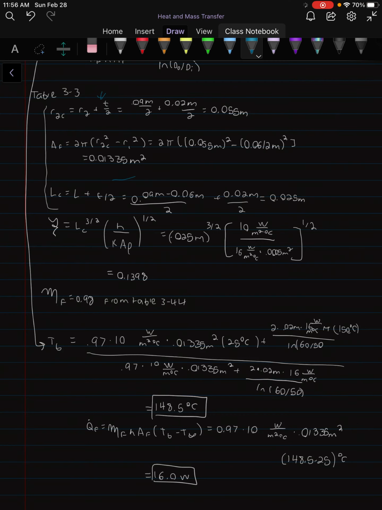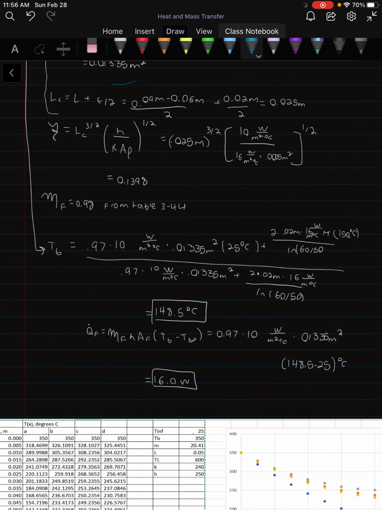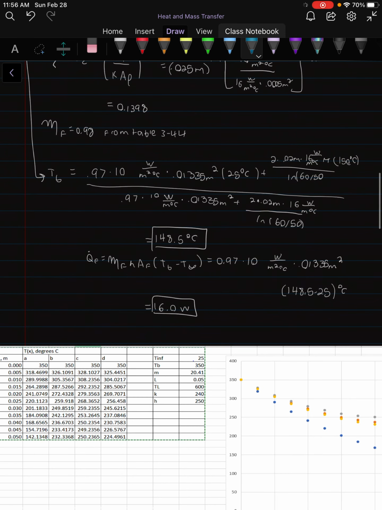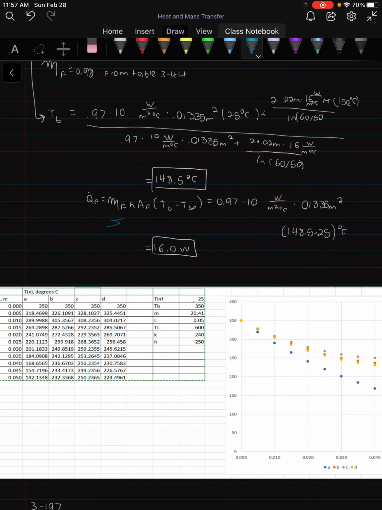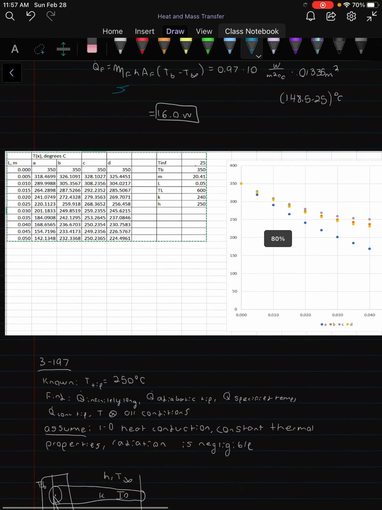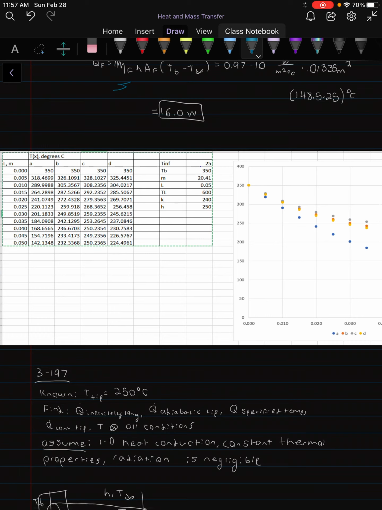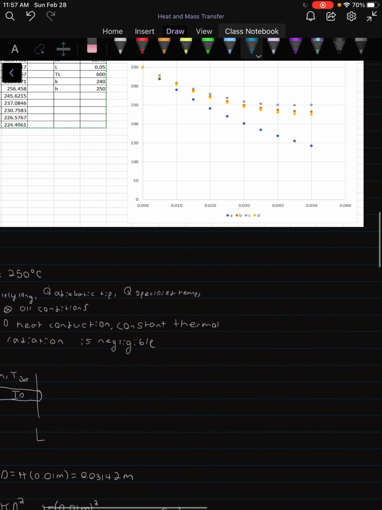From the table, you get 0.98, and then use the equation above to get Tb, the base temperature of the fin. Then we can solve for the final heat transfer rate, and that's just what we used above, and you get 16 watts. This can be repeated for the different temperatures and dimensions of length, and that's just what's shown here.